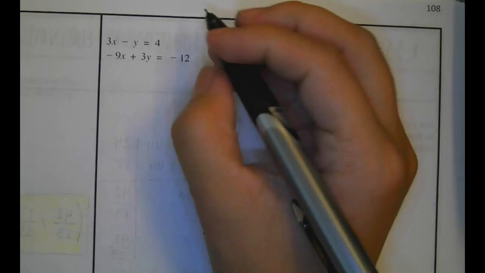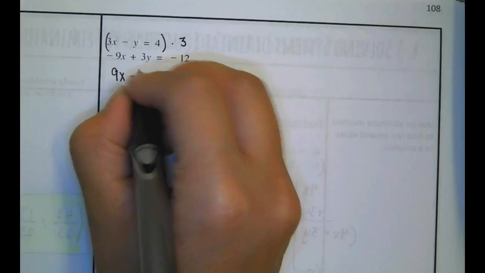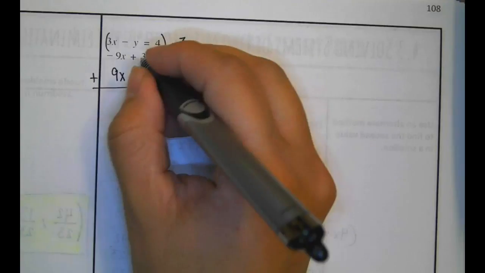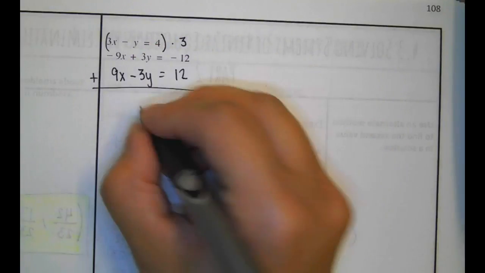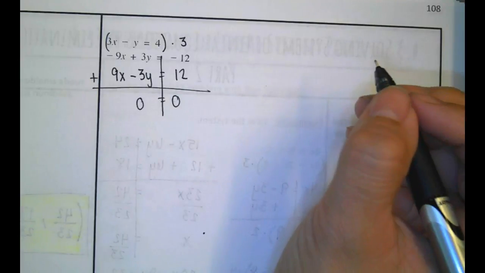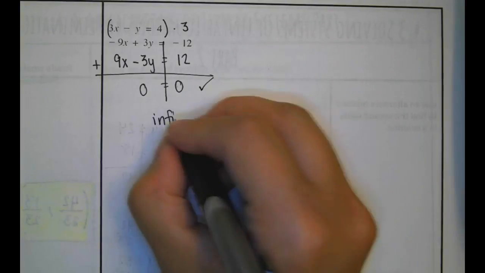Okay, so in this case, let's say I want to get rid of my y. So I'm going to multiply my top equation by 3. This will give me 9x minus 3y equals 12. I'm going to add in this case. Negative 9x plus 9x is 0, 3y minus 3y is 0, negative 12 plus 12 is 0. Alright, in this case, 0 does in fact equal 0. So my answer here is infinitely many solutions.